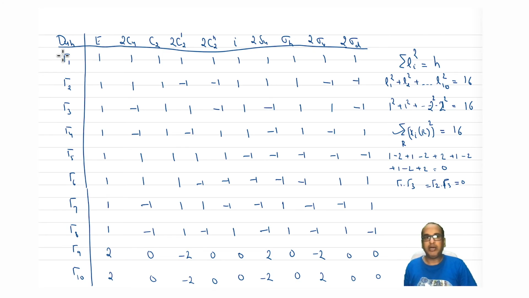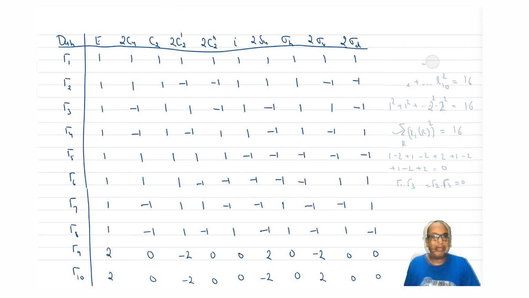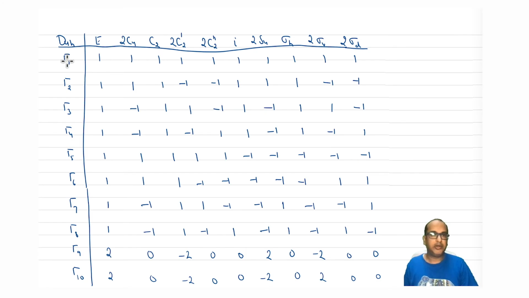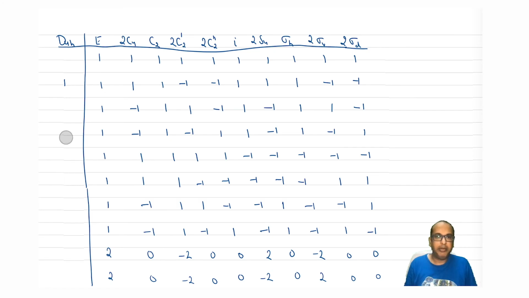Okay, so now that we have written all 10 representations, let us try to find out the Mulliken symbols corresponding to each of these. Okay, so let me just copy this page, so that I can rub this off. So the Mulliken symbol, let's try to work out the Mulliken symbol. So the 1D representations, as we have learned earlier, have to be either A or B. Now between A and B, it will be A if it is plus or symmetric with respect to the principal axis, which is C4 here. Otherwise it will be B, right?